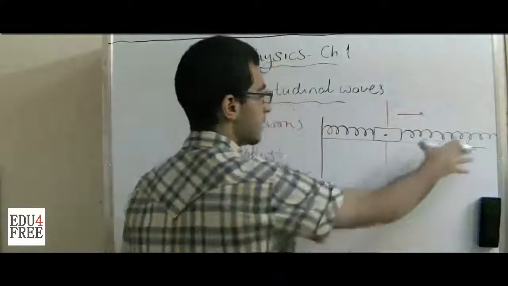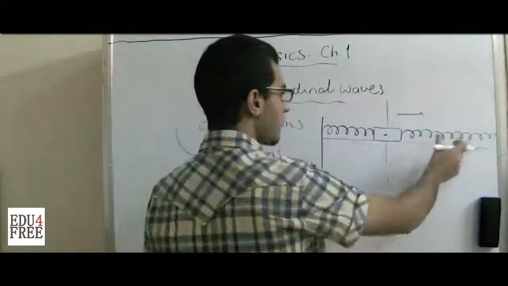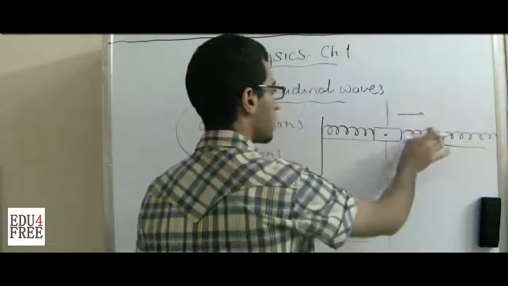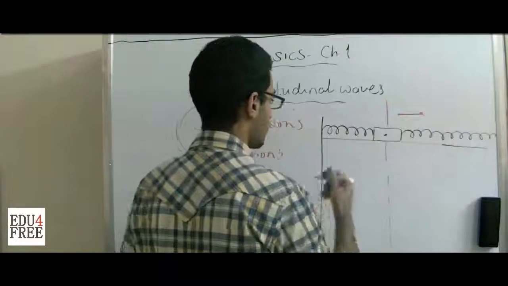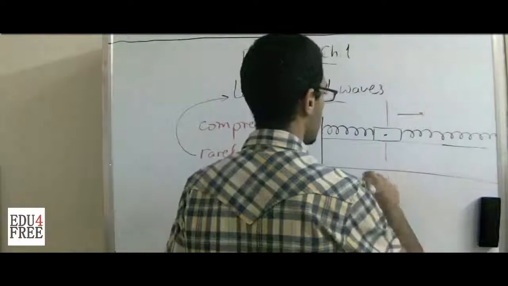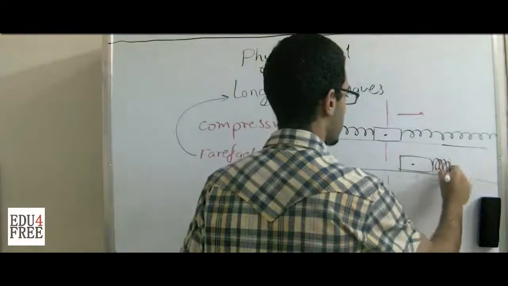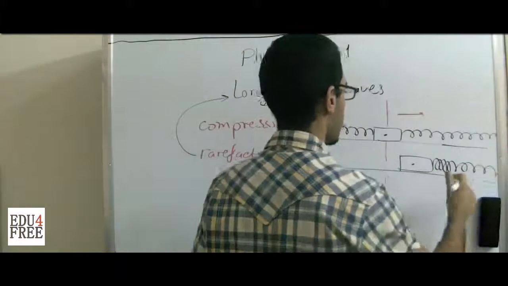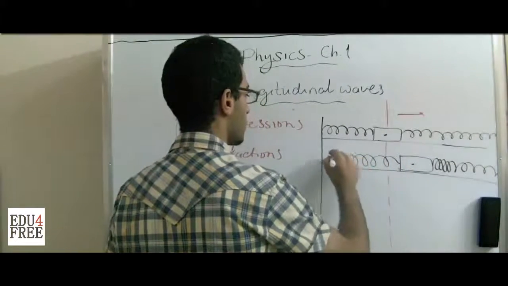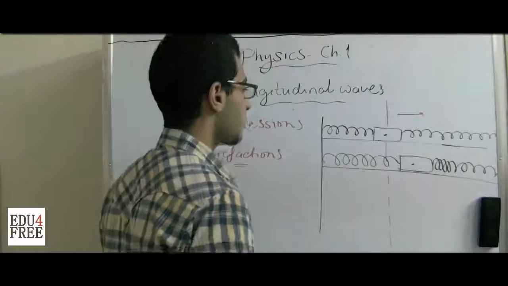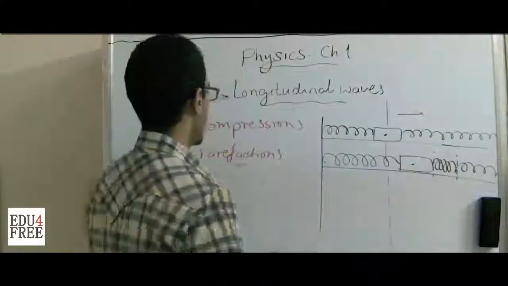What will happen is this part of the spring here on the right will be compressed a little bit. Let's say the object will be here, and we'll have this part compressed and the other part of the spring relaxed. And here we'll have this one stretched. This part, which was compressed, is called a compression.